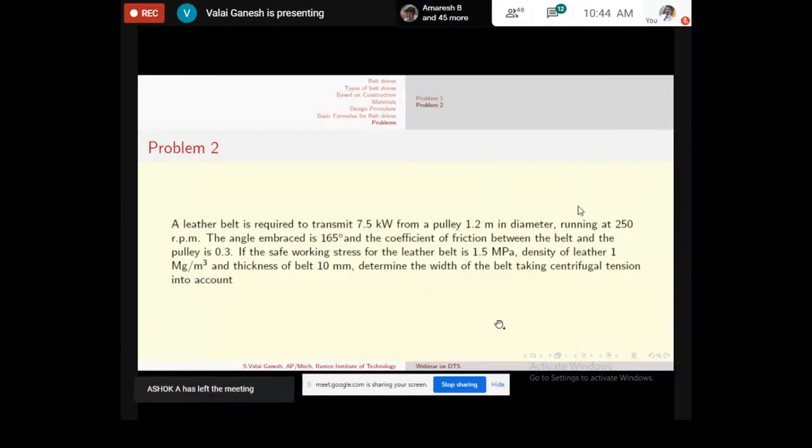Since it's a flat belt drive, the cross section is rectangular only. For a rectangular cross section, the area is calculated by two terms. One is width and another one is thickness. Thickness is given in the problem, but we need to find the value for width.